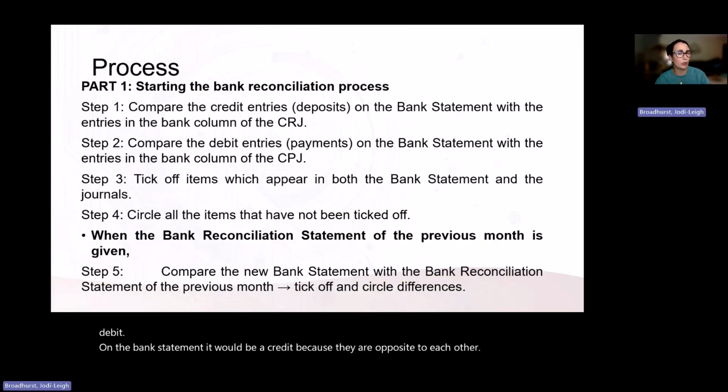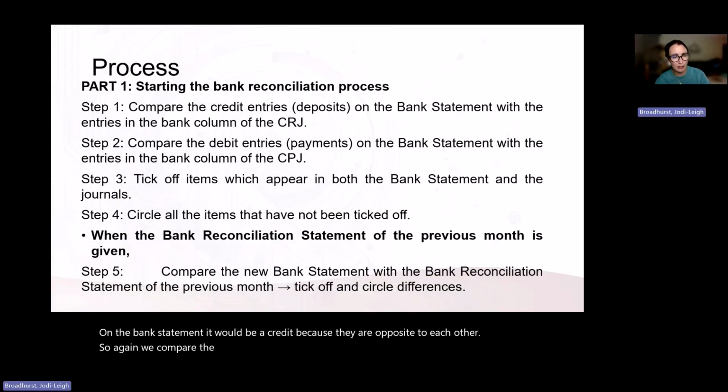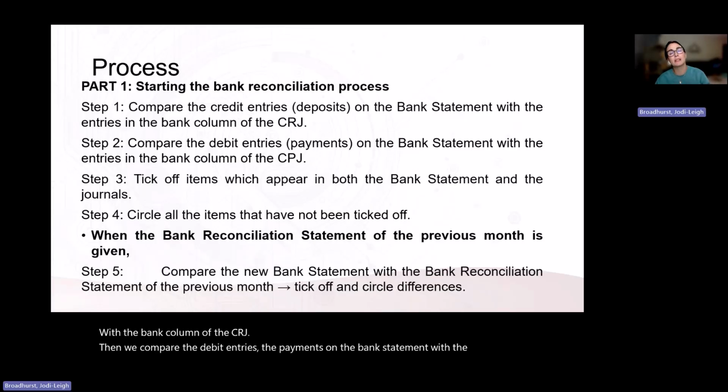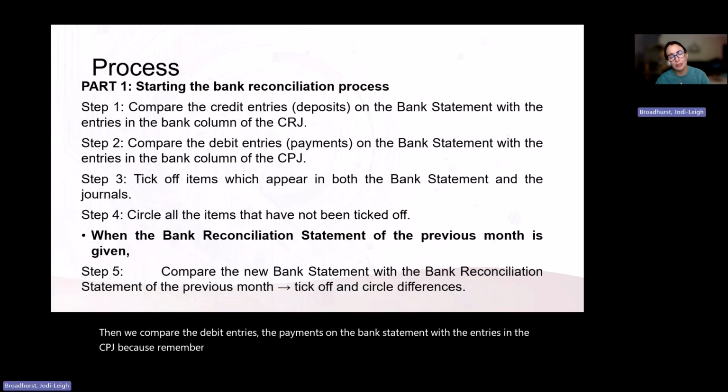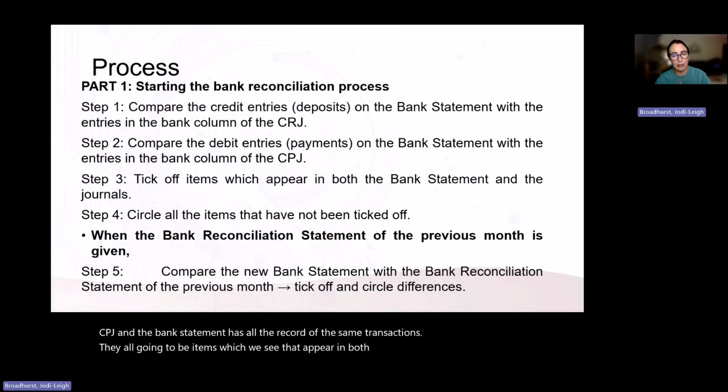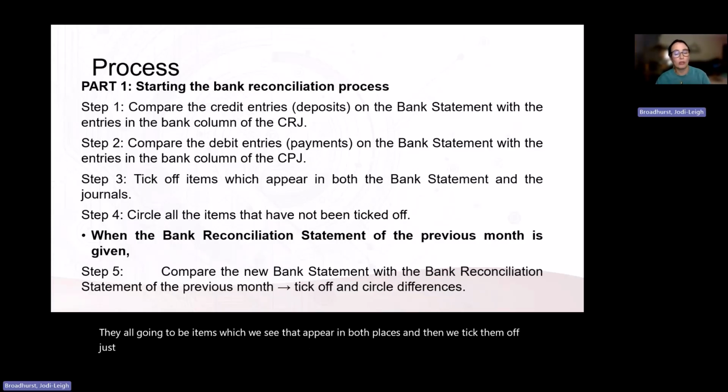So again, we compare the credit entries on the bank statement with the bank column of the CRJ. Then we compare the debit entries, the payments on the bank statement, with the entries in the CPJ, because remember, our CPJ is where we record all our payments. So we need to check that the CRJ and the CPJ and the bank statement have all the record of the same transactions. There are going to be items which appear in both places, and then we tick them off. Just make sure that they appear on opposite sides.